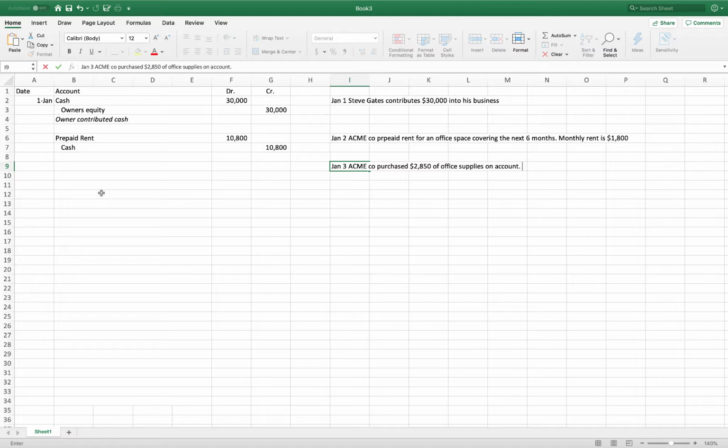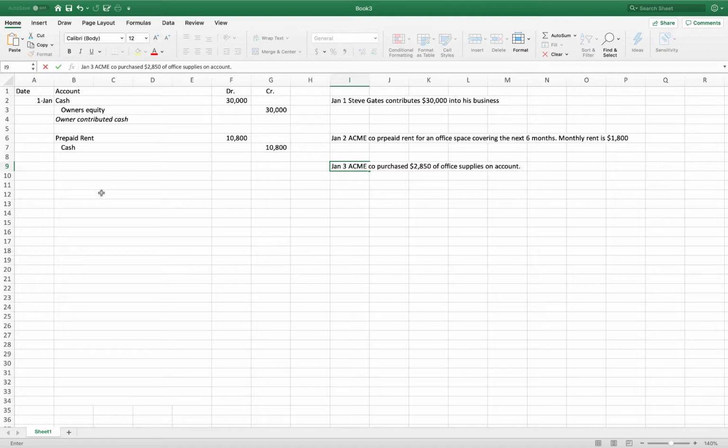So remember, we're taking a picture, pulling it apart, and putting it back together in accounting words, okay? So just by reading this, January 3rd, Acme Company purchased $2,850 worth of office supplies on account. So what's going on? Well, from the accounting equation standpoint, we could say that we are increasing an asset and we're increasing a liability. Okay, great. So I got the analysis right of what accounts are going to be hit, what side of the accounting equation is going to be hit.